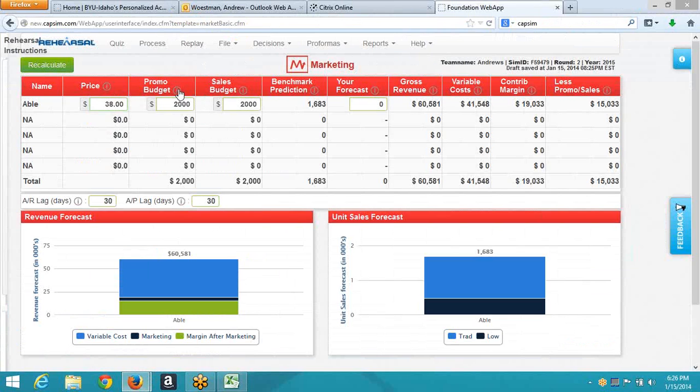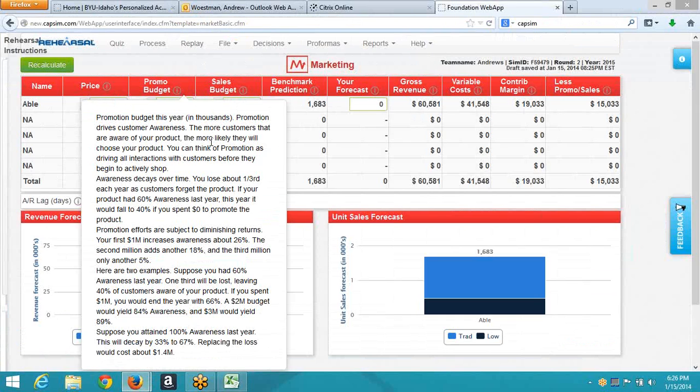And then you're going to want to go to your promo budget. Your promo budget is what helps your customer awareness. So the more aware your customers are of you, the more likely they will be to buy your product instead of someone else's product that they don't know anything about, or they don't even know who they are. So it says that if you put $1 million into your awareness, your awareness will go up by 26%. If you had a second million, then it will go up another 18% above that 26%. If you go up a third million, then it will go up another 5%.